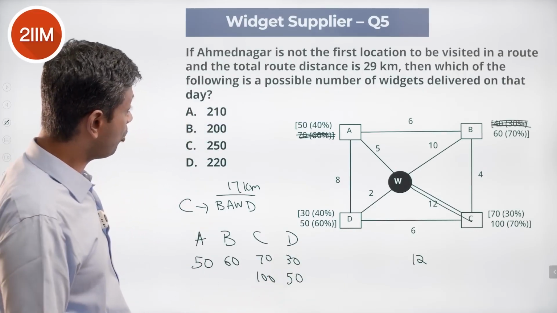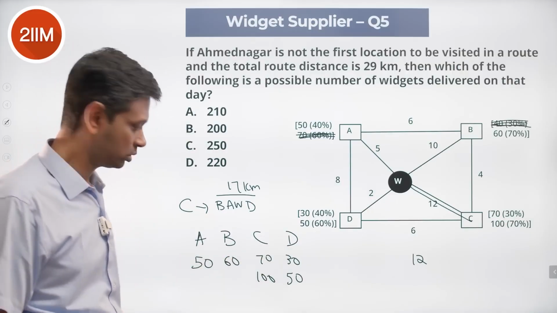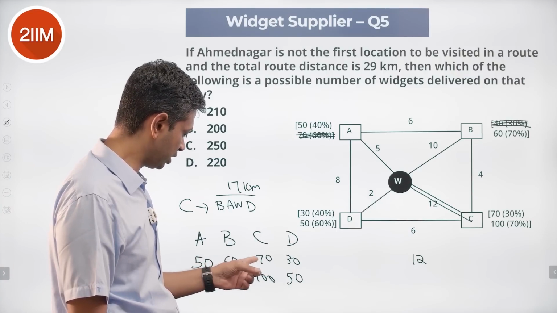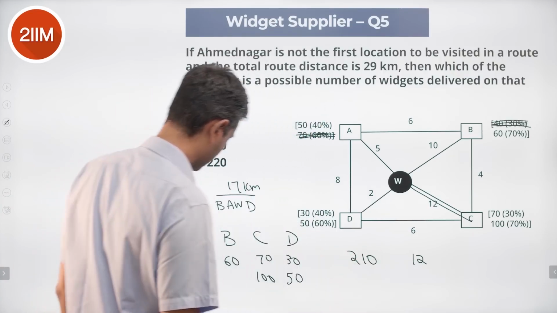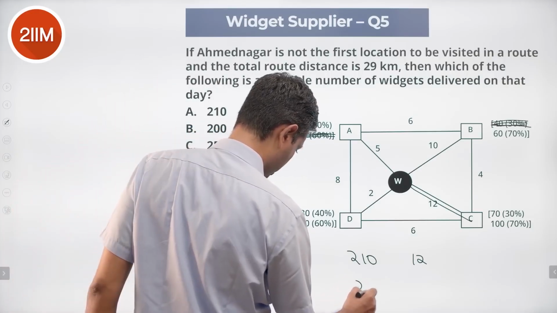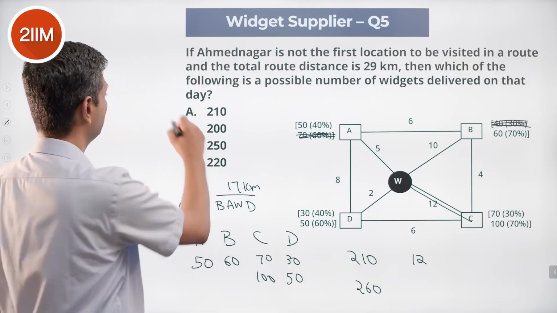Which of the following is a possible number of widgets delivered on that day? Let me find the minimum, let me find the maximum, then we'll figure out. 50, 60, 70, 30. 30 plus 70 is 100. 150, 210. Minimum is 210. Maximum: 50, 60, 110, 210, 210 plus 50, 260. Plus 30 plus 20. 210 is available, then that's the answer.